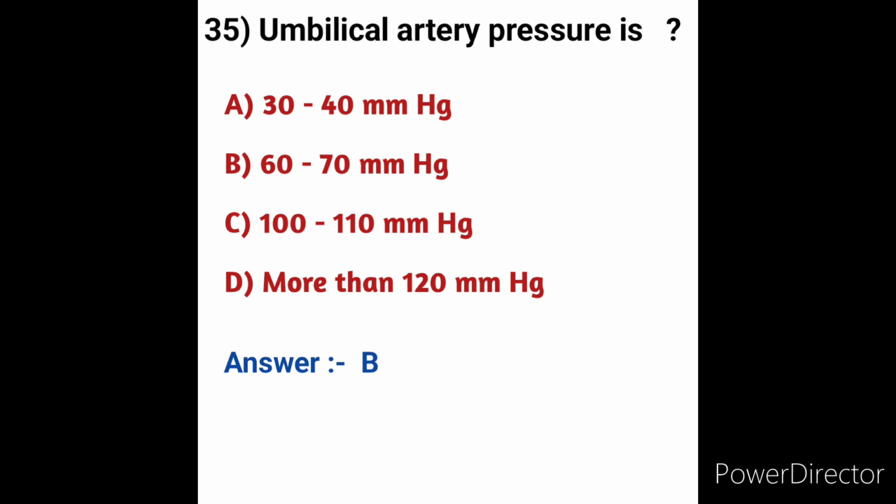Umbilical artery pressure is, options. Option A, 30 to 40 mm of Hg. Option B, 60 to 70 mm of Hg. Option C, 100 to 110 mm of Hg, and option D, more than 120 mm of Hg. Here the approximate umbilical artery pressure is 50 mm of Hg, not exactly, approximately 50 mm of Hg. But here there is no option 50 mm of Hg.